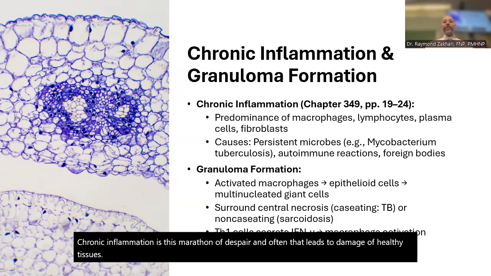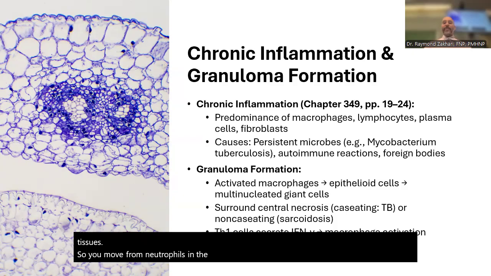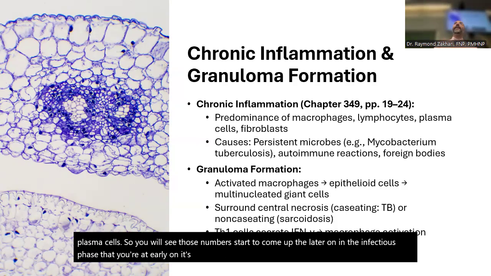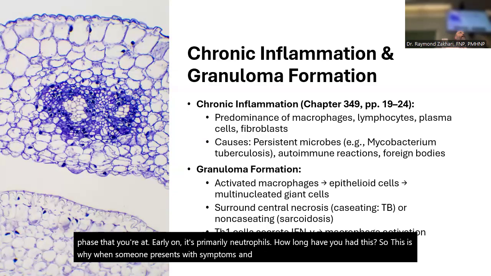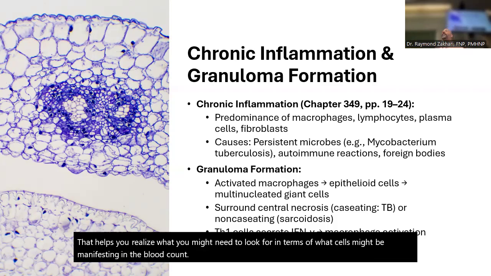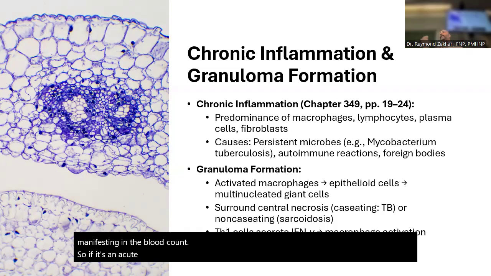So you move from neutrophils in the acute phase to a mix of macrophages, lymphocytes, and plasma cells. So you will see those numbers start to come up later on in the infectious phase that you're at. Early on, it's primarily neutrophils. How long have you had this? So this is why when someone presents with symptoms and you ask, how long have you had this condition? That helps you realize what you might need to look for in terms of what cells might be manifesting in the blood count.